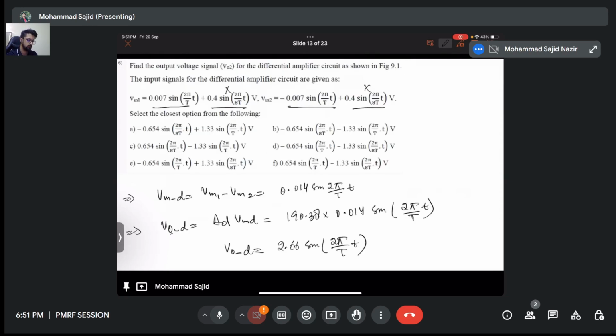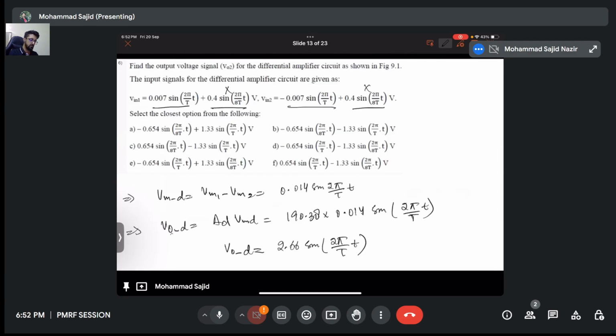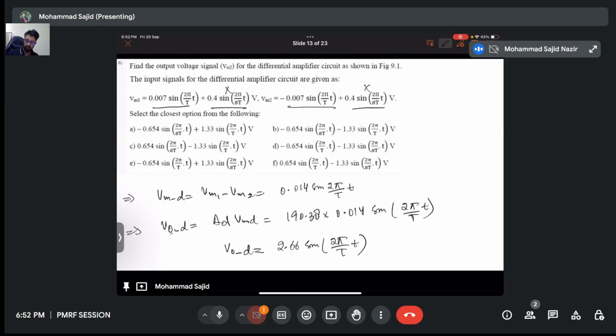So now look for the answer. My total voltage V naught by 2 will be minus V naught by 2. Okay. So 0.66, it is in, let's say, option C, and then minus V naught D by 2. If I divide 0.66 by 2, it is 1.33. So the option is C.